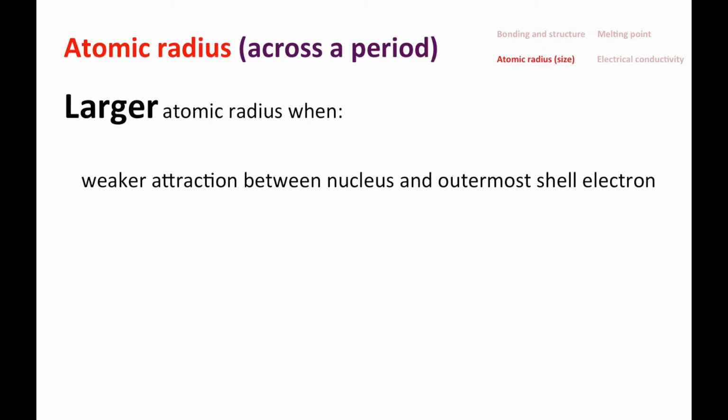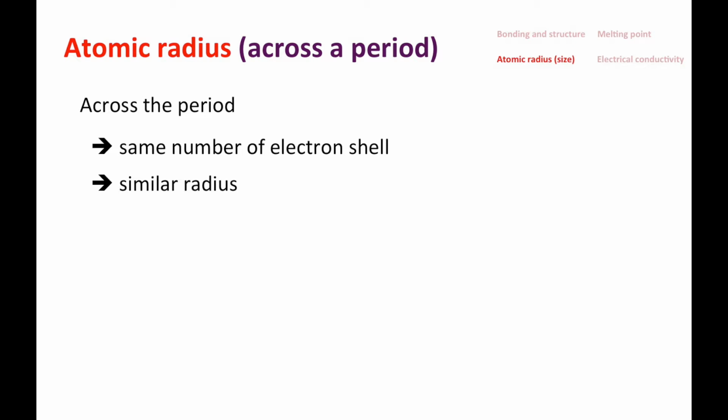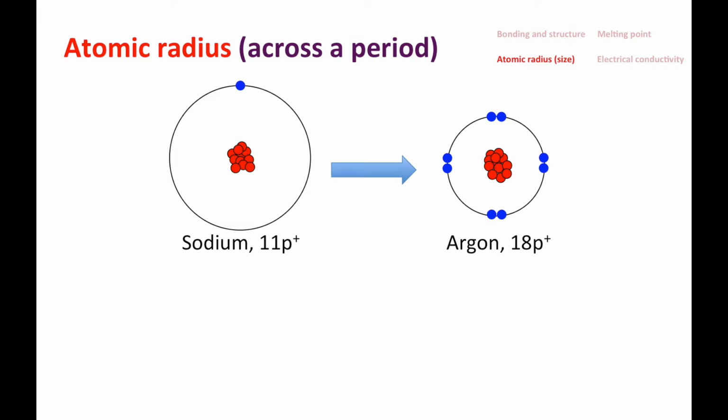When we travel across the period, the atomic size becomes larger when there is weaker attraction between the nucleus and the outermost shell electrons. This is the basic principle, and now we get a conclusion. Across the period, because they have the same number of electron shells, we can conclude they have a similar atomic radius, and we use sodium and argon as an example.